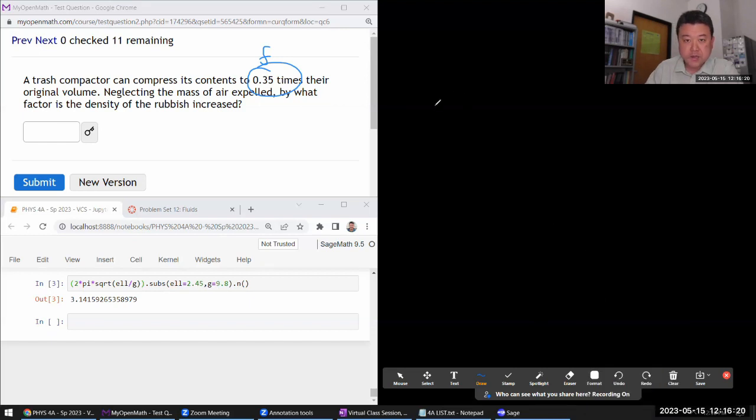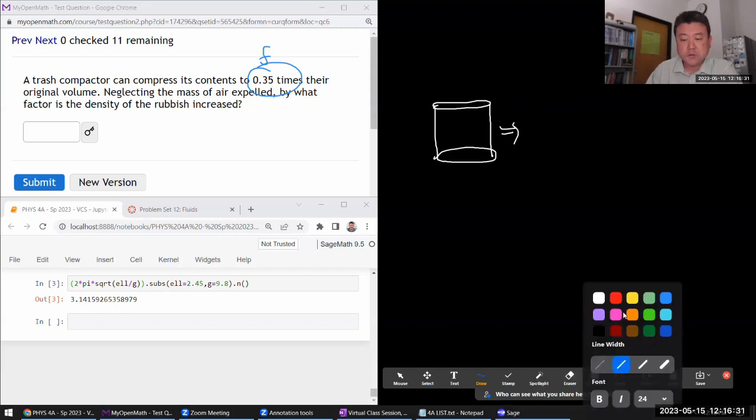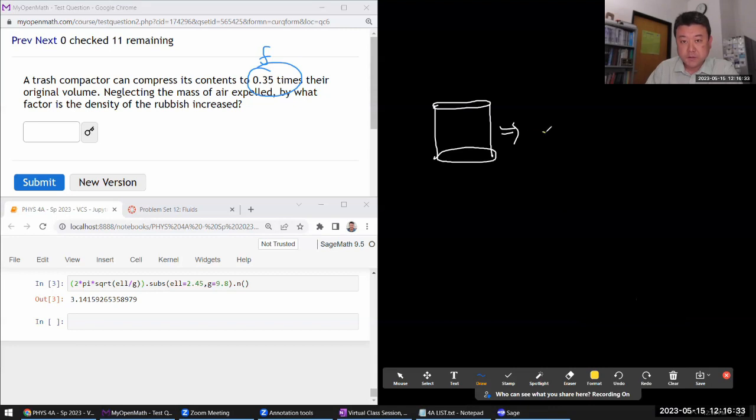This is the picture. I have some amount of material. And let's just say this compactor is just reducing the height. So it goes from this to some compressed material that has 0.35 times the height it had before. This was 1 meter tall, now it's 0.35 meter tall. Same base and all that.